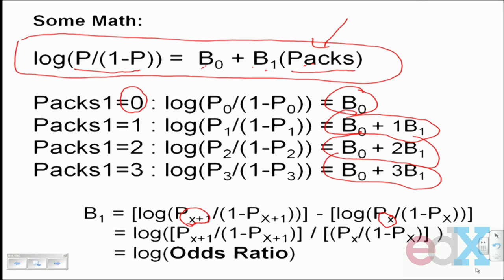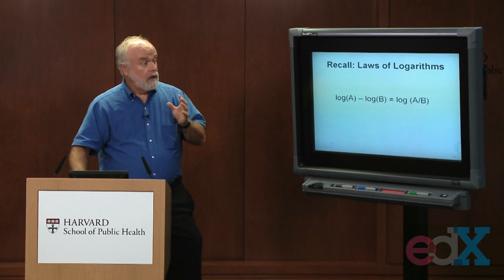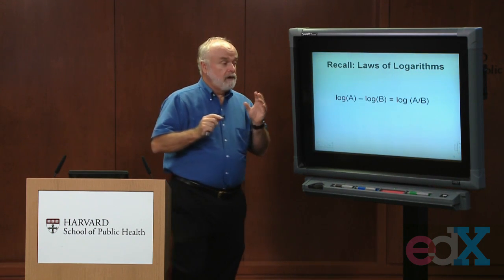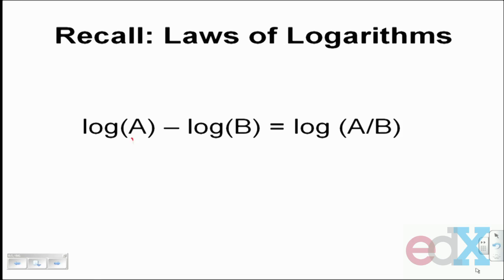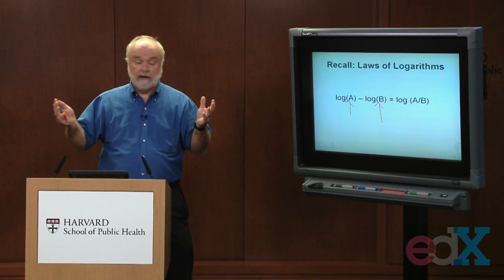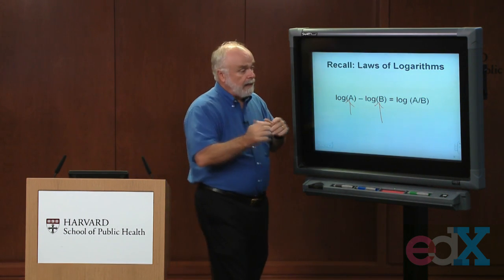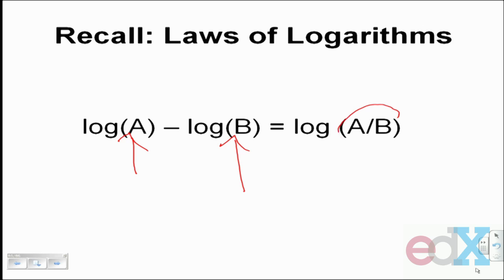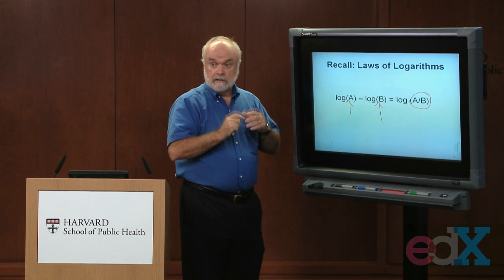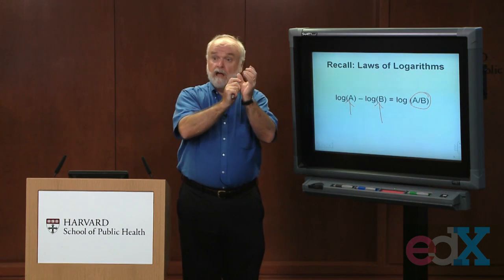Well, I'm going to take you back in memory one last time, back to school when you learned about logarithms and the laws of logarithms. One of the logarithm laws that you probably learned is that if you had a number A and another number B, and you took the log of both of those numbers, whether it's natural log or log base 10, and took the difference in those two logs, mathematically, it's the same thing as first dividing A by B and then taking the log of that quotient. So the difference in logs is the log of the quotient.